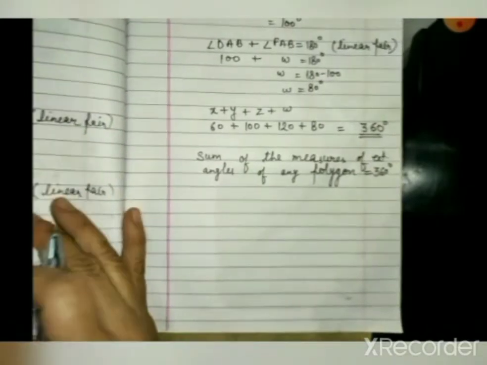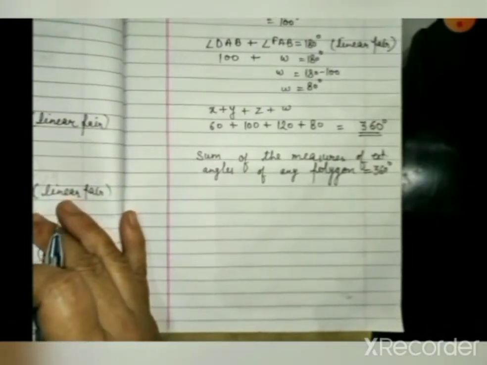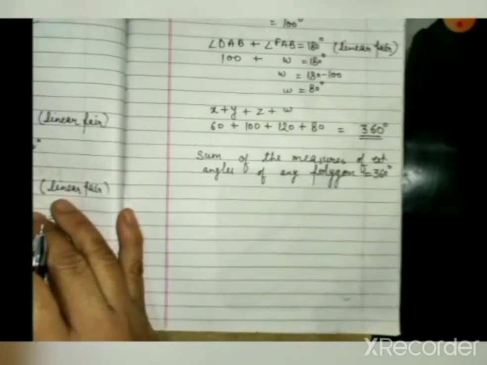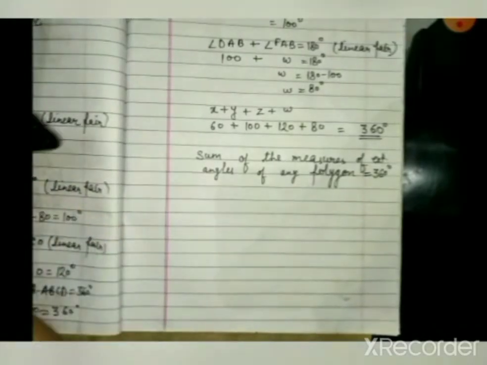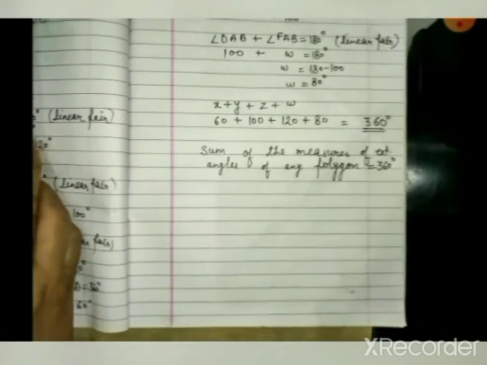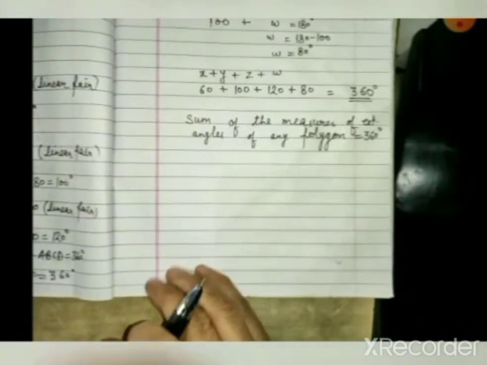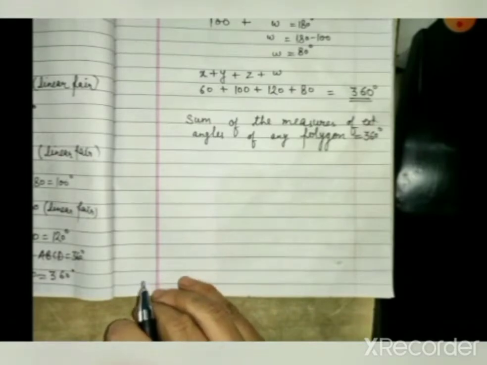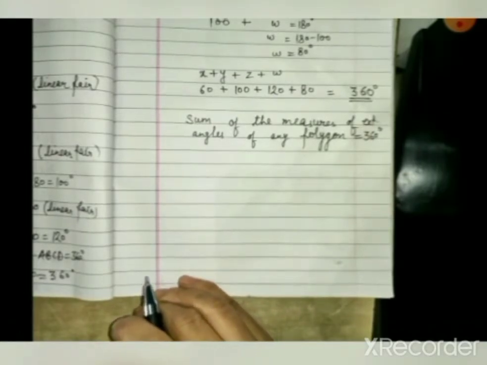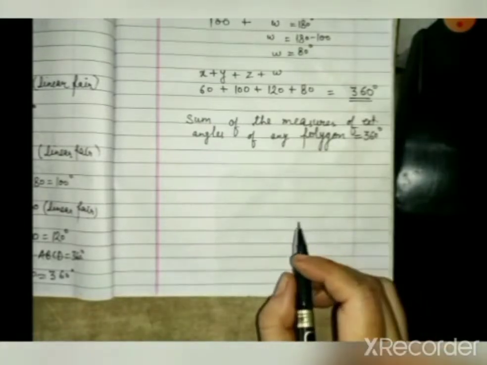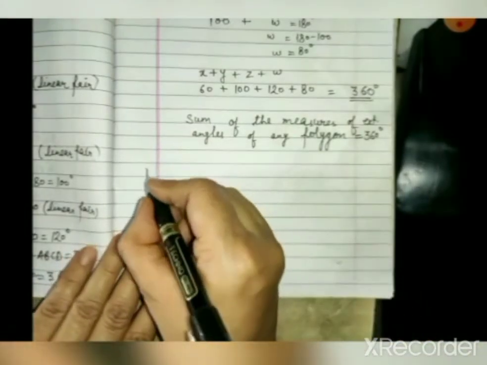Now, exercise 3.2 is based on this property. So, you have to find the value of x in question number 1. I will take the B part of question number 1.